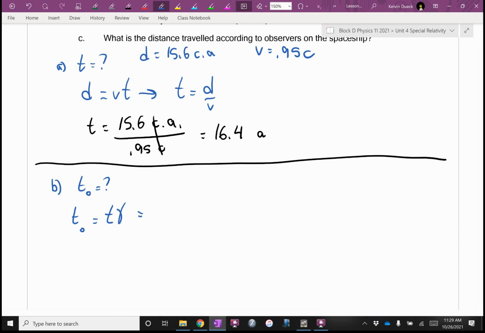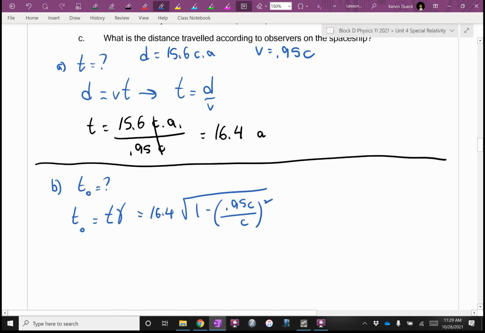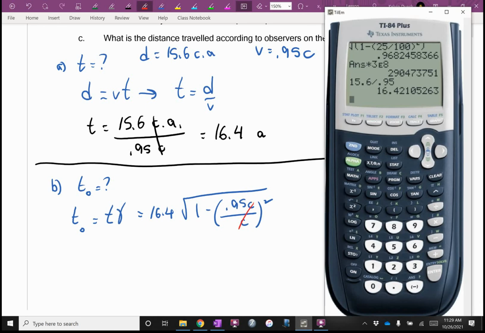Our answer from A, and I'm going to use my answer button. I'm going to write 16.4, hitting my answer button here, times the square root of 1 minus 0.95c over c, all squared. Do you see? What do you see? So if you go answer button times square root of bracket 1 minus 0.95 squared, close bracket.